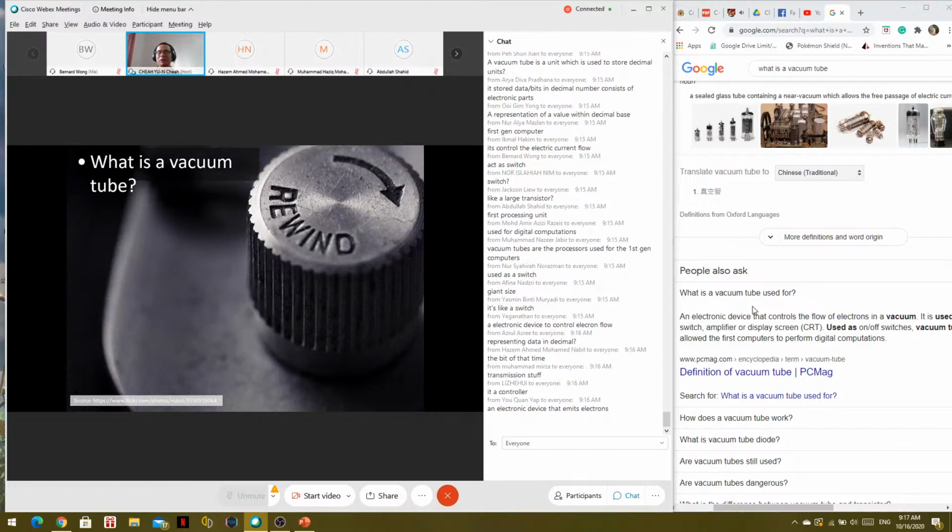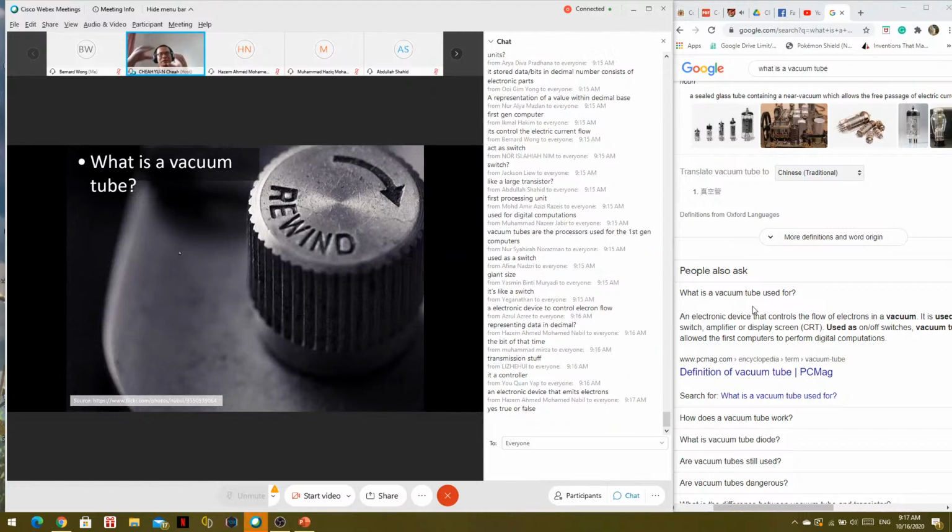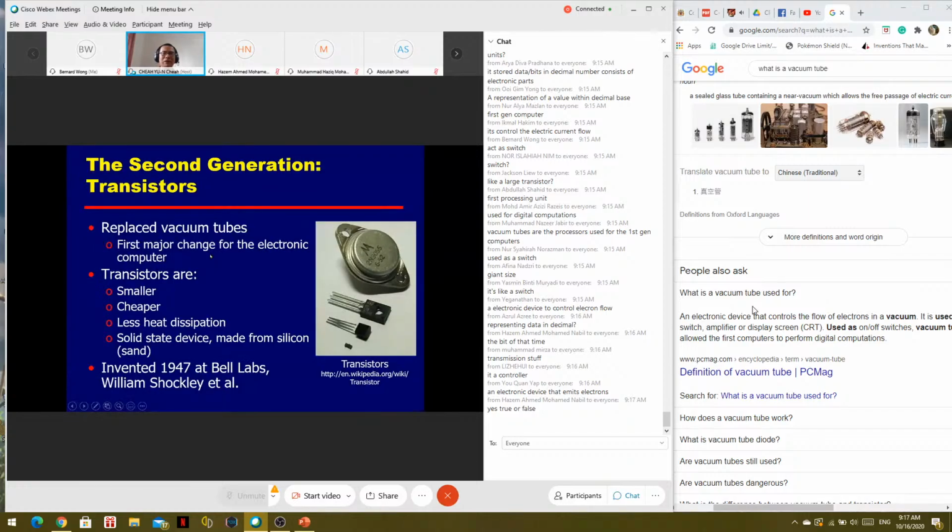So what is a vacuum tube? It is basically a device that allows current to flow one way, something like a transistor, as your friend pointed out. Good, very good. Thanks for sharing in the chat. Now, let's move on. The second generation of computers would use transistors, while the first generation were using vacuum tubes.